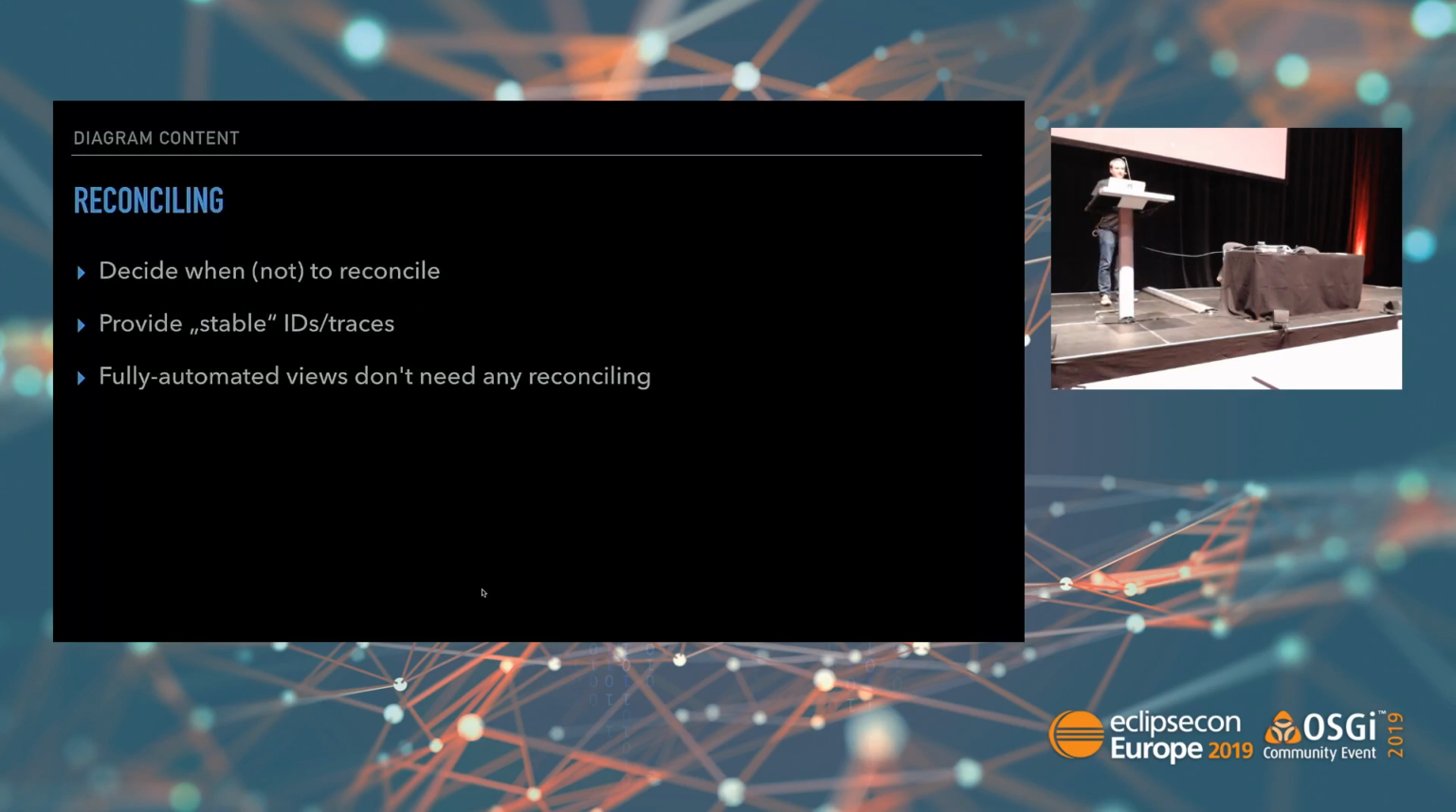And finally, do you need reconciling or not? That means, can diagram and model go out of sync? For fully automated diagrams, of course not. But if so, you need stable IDs, traces. You may even consider hooking into rename refactoring and all the like. So it can be as complex as you want it to be. But do it in a way that the user has a chance to recover an inconsistent model with a GUI.